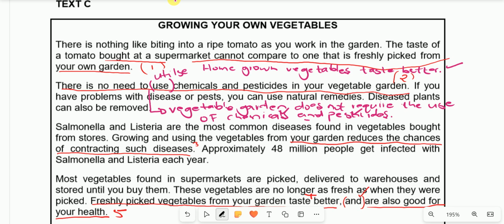Can you see? I changed only one thing. You don't need to do what? To utilize chemicals and pesticides in your vegetable garden. I did not change each and every word in a sentence. I only changed the action word to a synonym, to say what? Utilize. So these are the skills that you can use to write your summary. Let us go to fact 3.